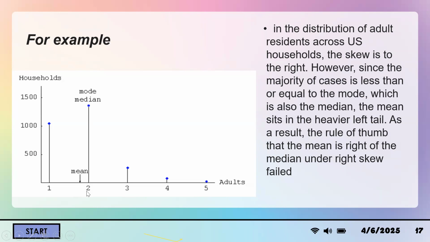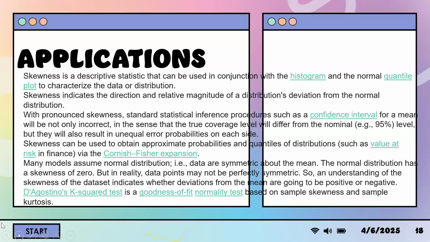Mean would be here, somewhere between 1.8 to 1.9. So the mean sits in the heavier left tail. As a result, the rule of thumb that the mean is right of the median under right skew fails. So this is the interesting fact about the skewness of the distribution.